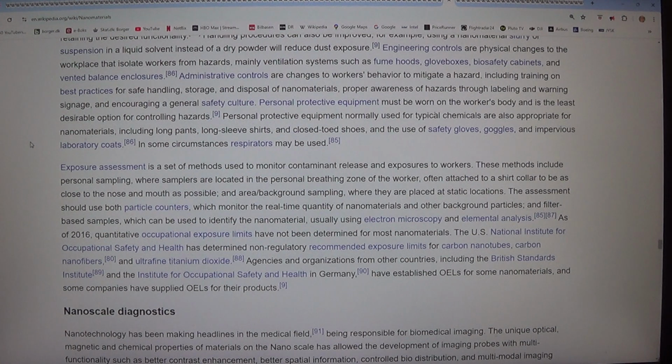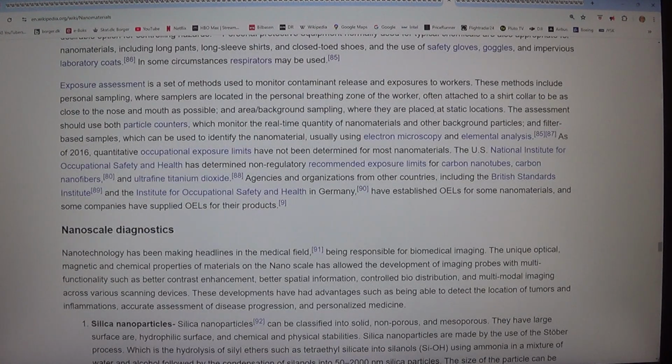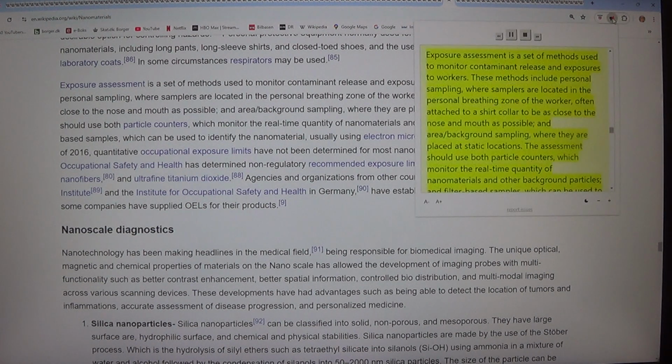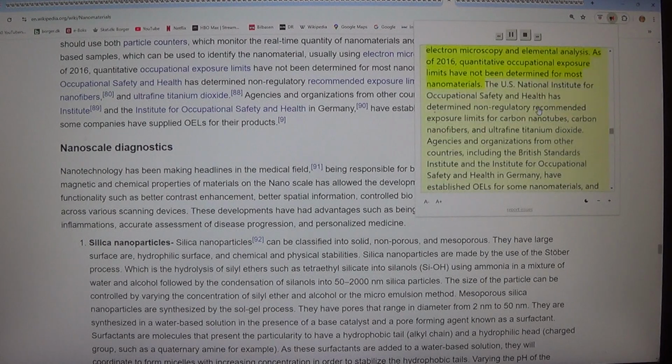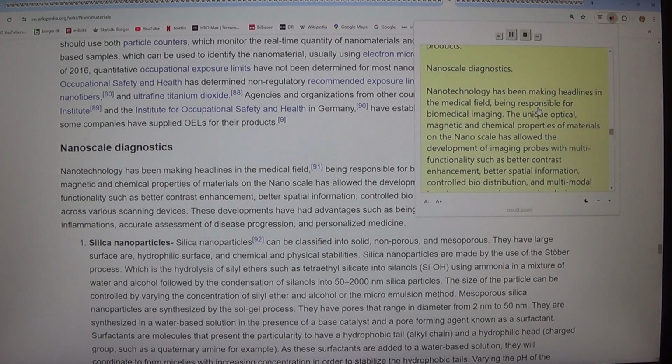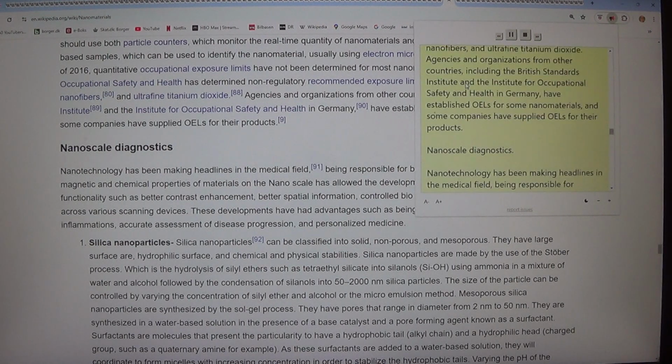Exposure assessment is a set of methods used to monitor contaminant release and exposures to workers. These methods include personal sampling, where samplers are located in the personal breathing zone of the worker, often attached to a shirt collar to be as close to the nose and mouth as possible, and area or background sampling, where they are placed at static locations.